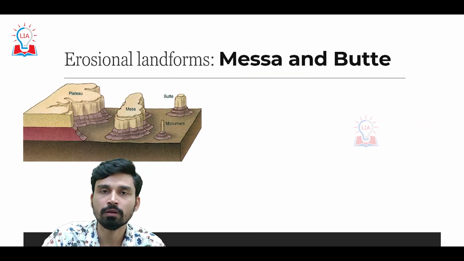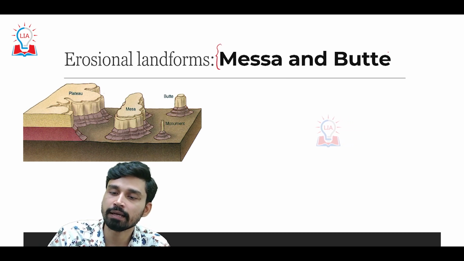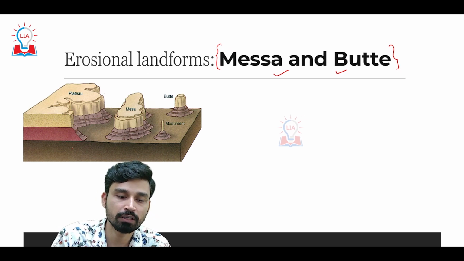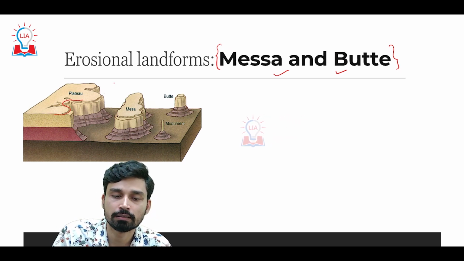The second last landform which we have talked about, which we see in the desert areas, is called Mesa and Butte topography. If you look at this particular picture, it is clearly visible. We have this large plateau. A part of the plateau has been eroded, creating a gap here.